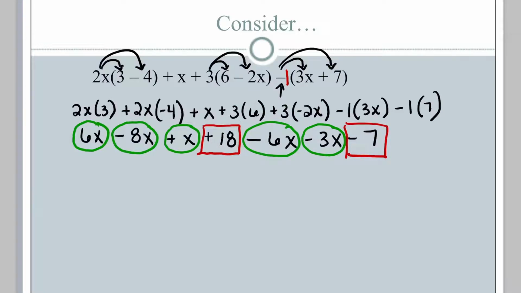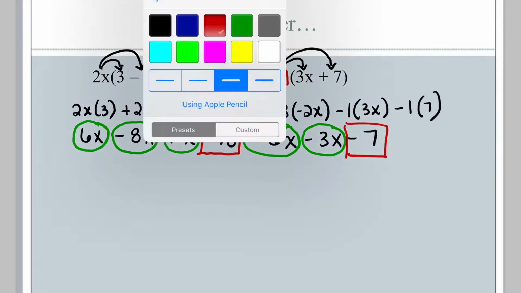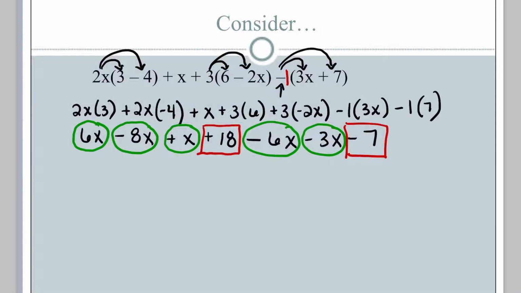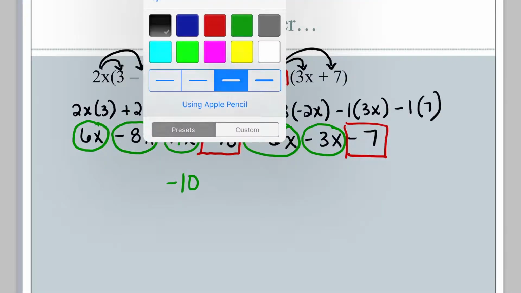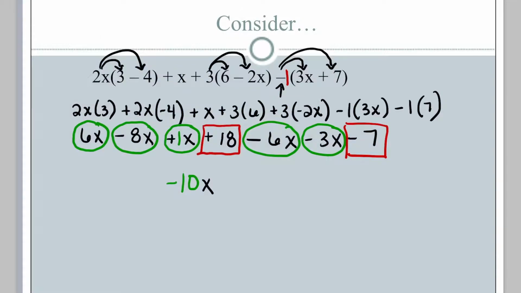So the 6 minus 8 is -2. -2 plus 1, because this is an implied 1. So 6 minus 8 is -2. And then plus 1 is -1. And then add the -6. So add -6 is -7. And then the -3. So we end up with a -10. Remember, the x remains the same. It does not change.